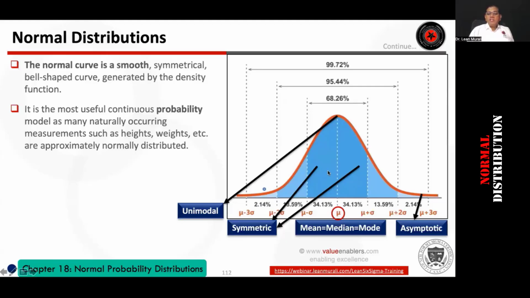And if you see here, it's a mirror image. This is called symmetry. And it is unimodal. Unimodal means there is only one mode here. It's not like a camel hump. Some camels have two humps, right? There's only one hump here. And the tail is called asymptotic. These are some words that you have to remember.